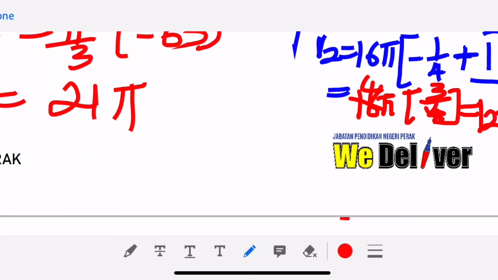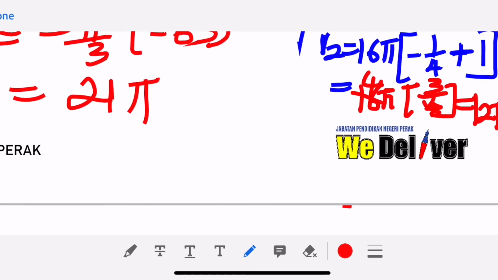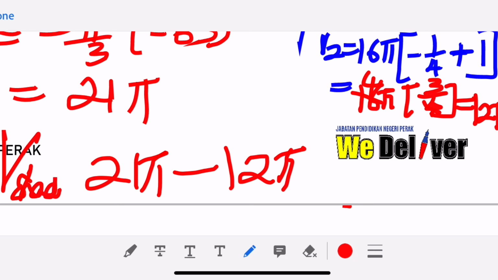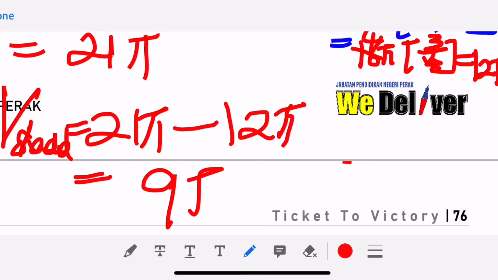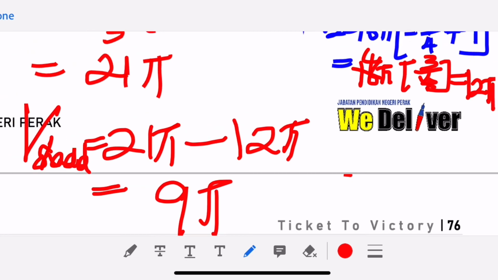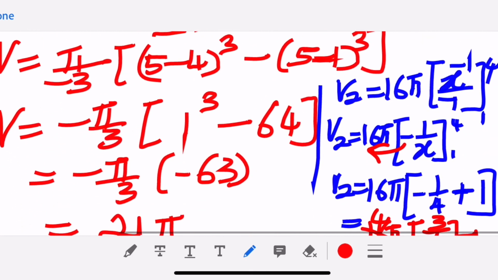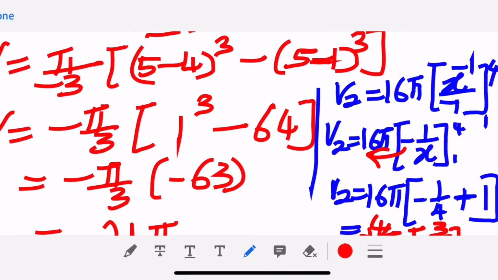So the answer that we got is a difference of 21 pi minus 12 pi. So the volume for the shaded region is 9 pi, right? The answer is 9 pi. So that's how we solve it. Make sure you are very careful with the integration, especially when it involves negatives. You can always put the negative outside of the bracket, and make sure you put a plus here so that you won't get confused.